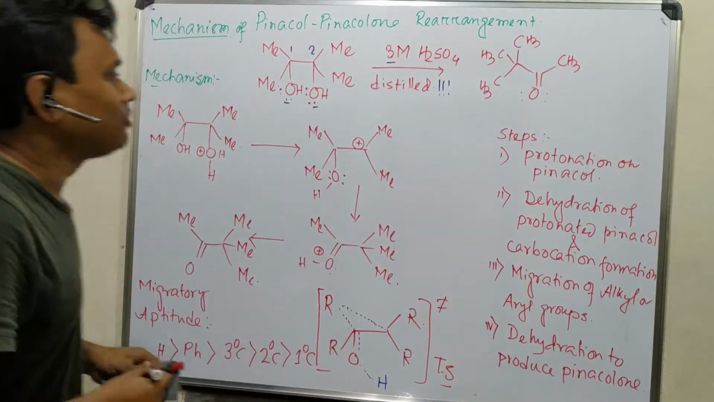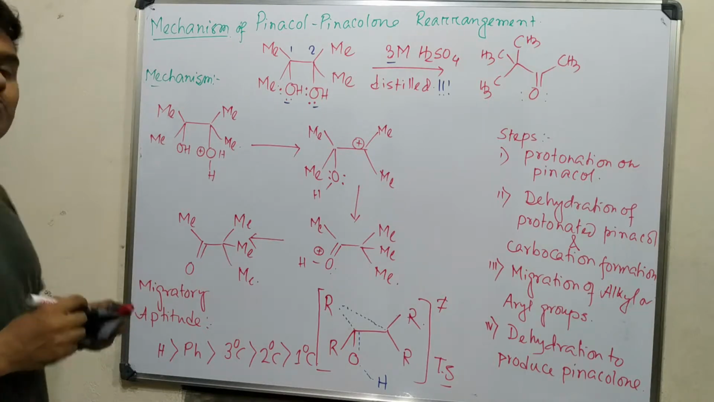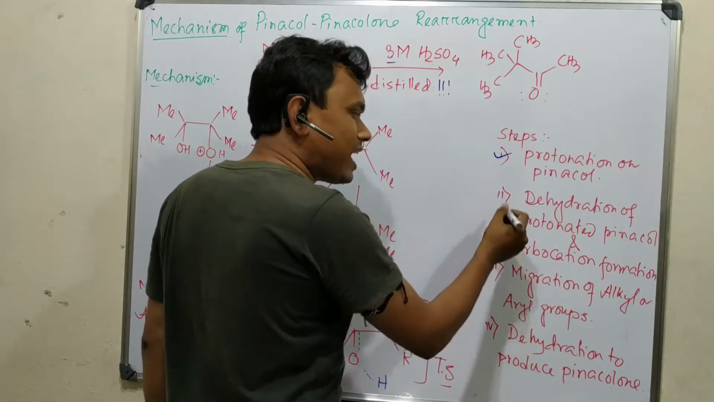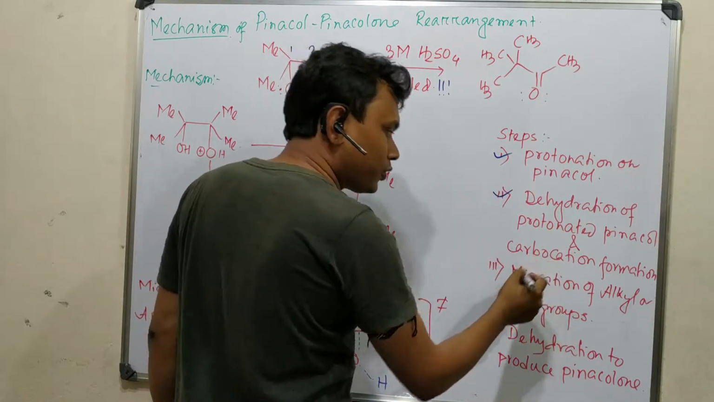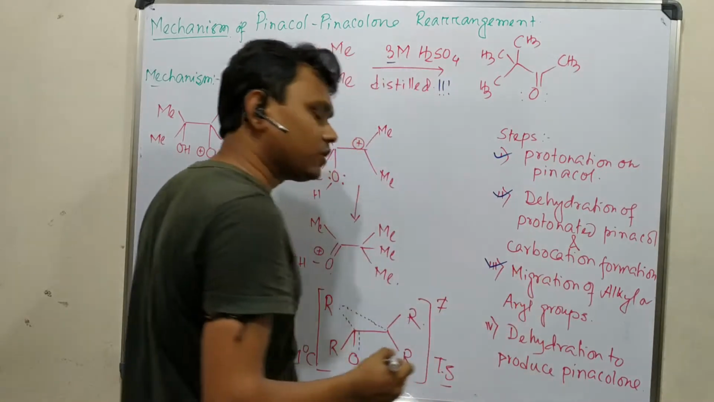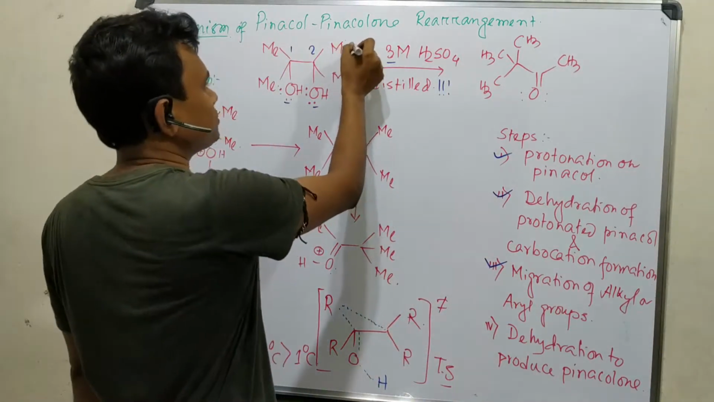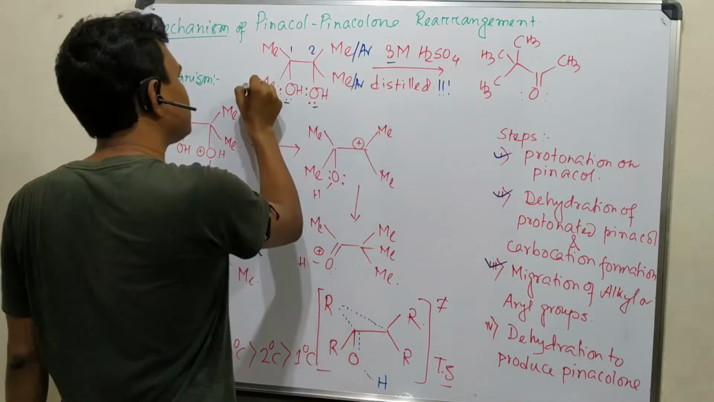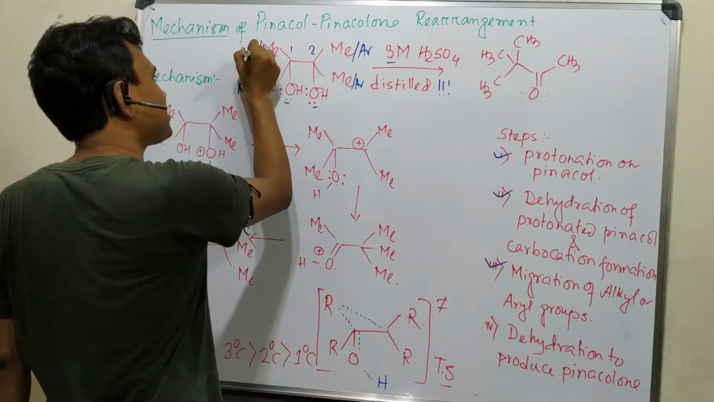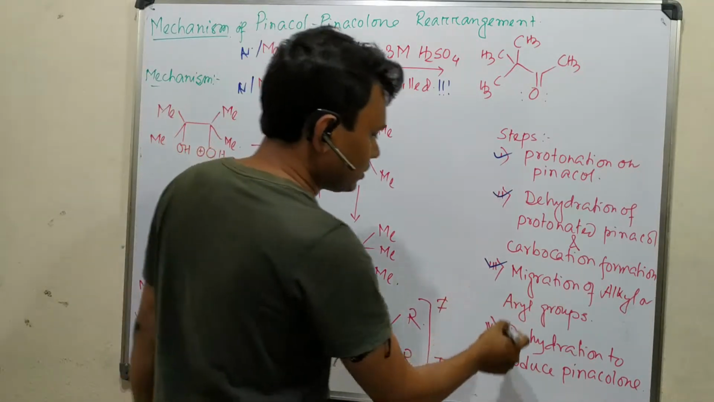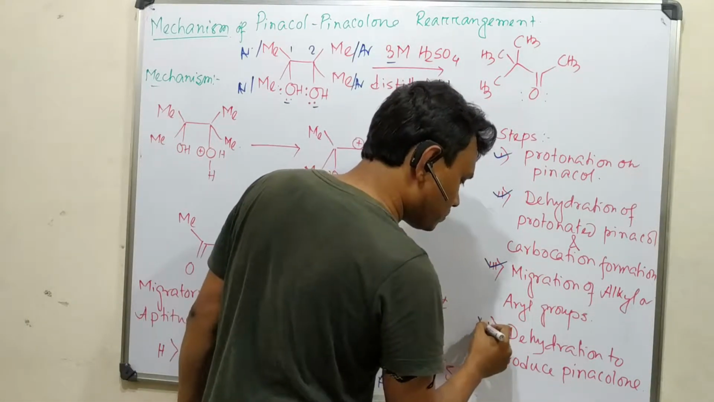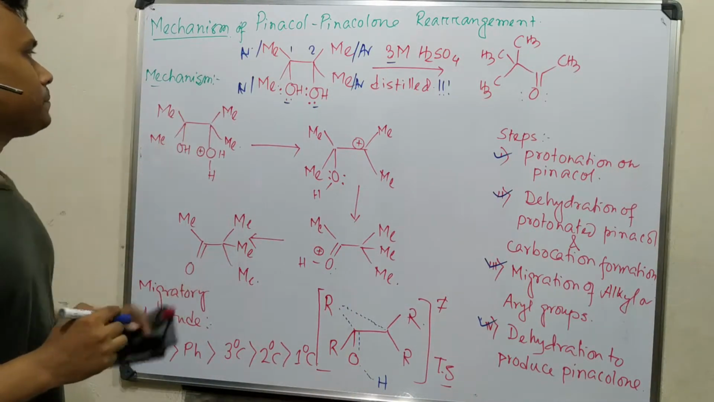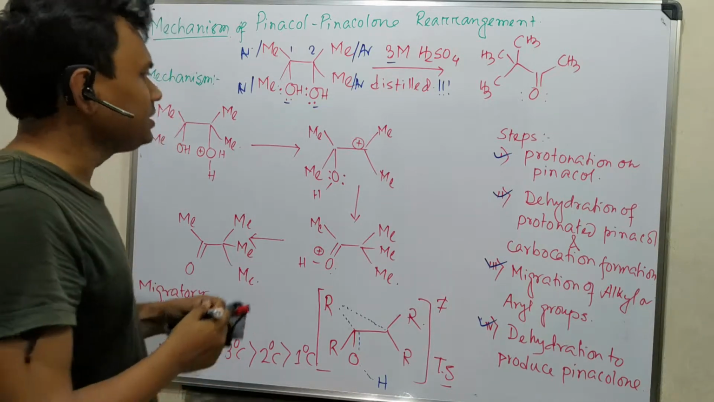Okay, fine. So how does this reaction happen? This reaction follows mainly 4 steps. One is protonation of Pinacol. Second is dehydration of protonated Pinacol and carbocation formation. Third is migration of an alkyl or aryl group. I have written methyl as the substituent, but it could be aryl also, so never get confused that only aliphatic groups undergo this. Fourth is deprotonation to produce Pinacolone. So these are the 4 steps. And one thing you keep in mind.